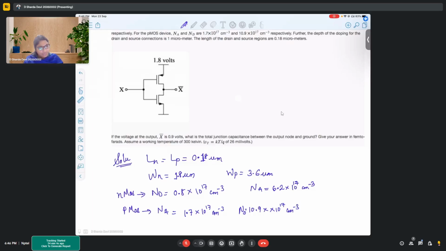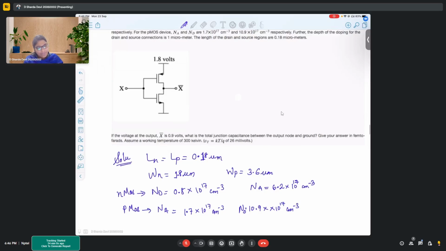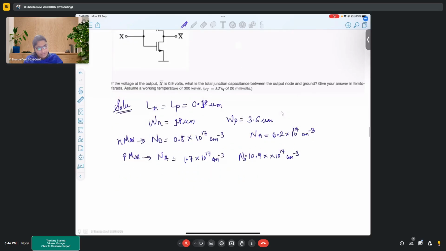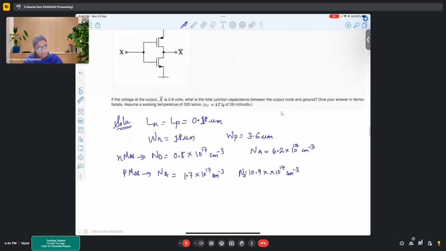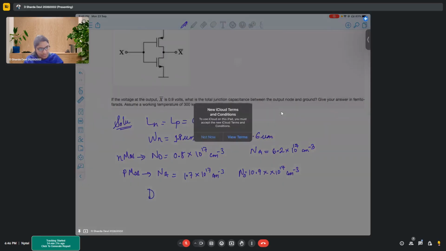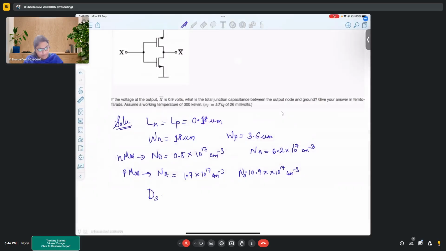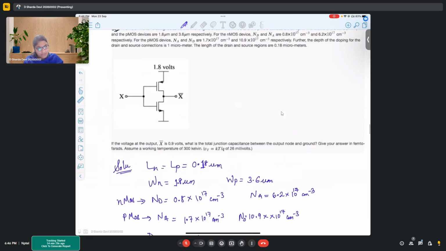further, the depth of the doping for drain and source is 1 micrometer. So depth of drain and depth of source. So let's denote them by ds and dd, which is 1 micron, that is 1 micrometer. And the length of the drain region.